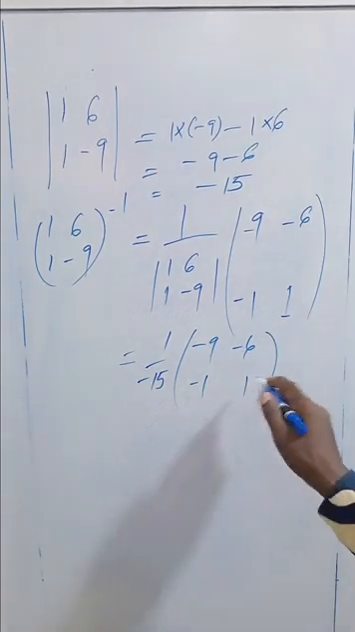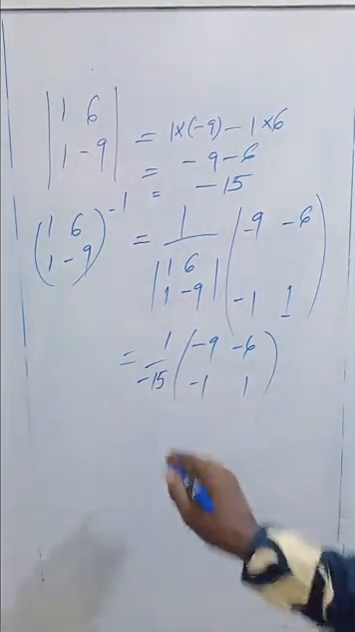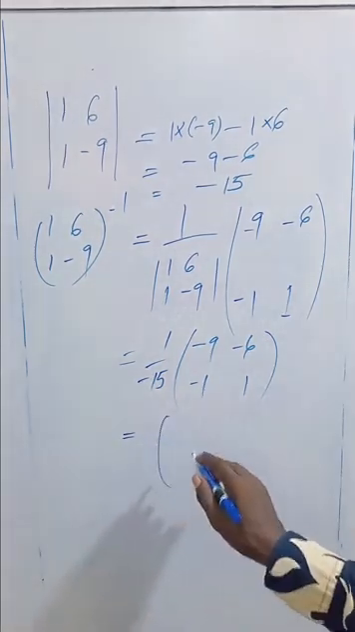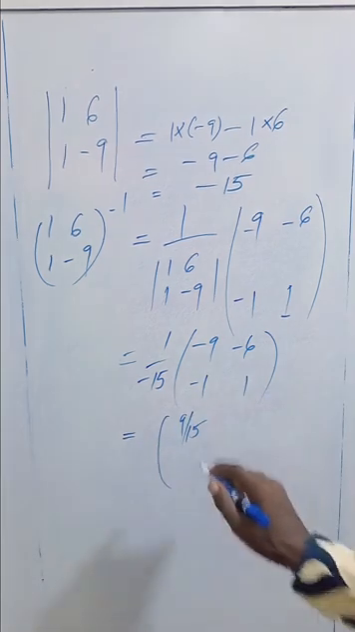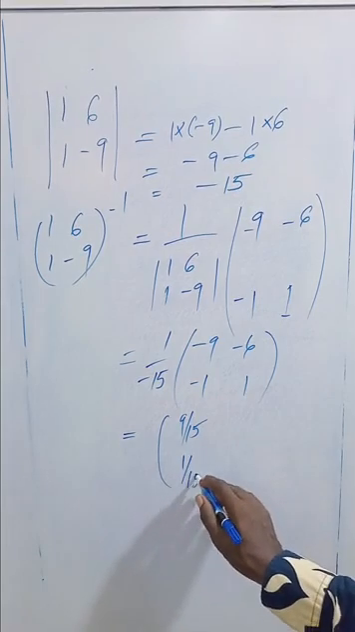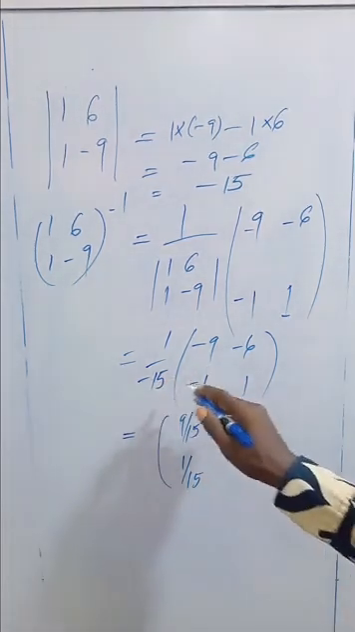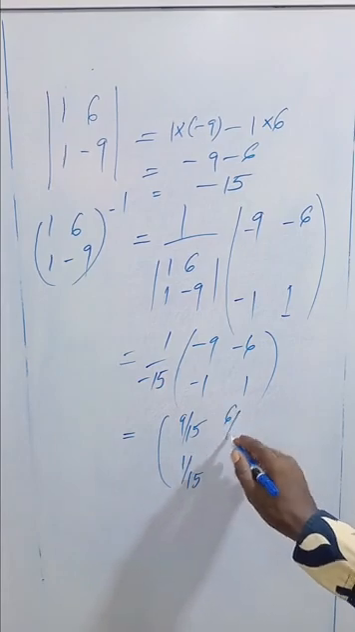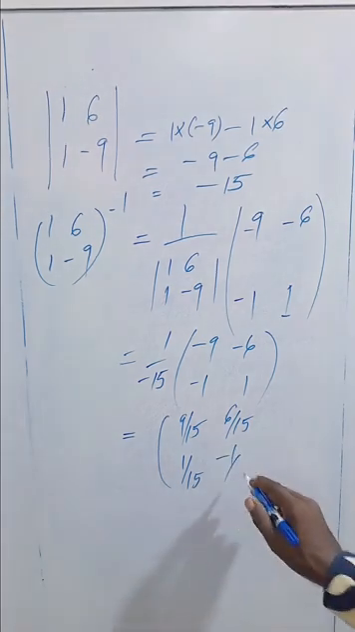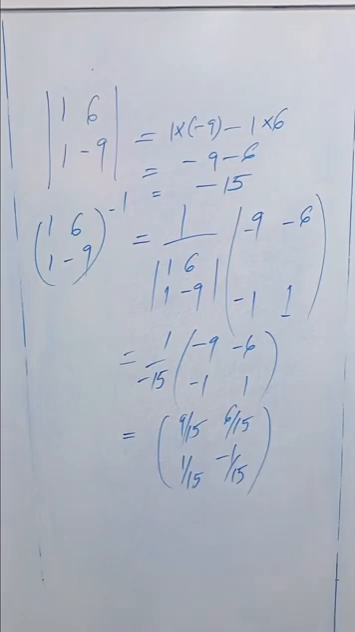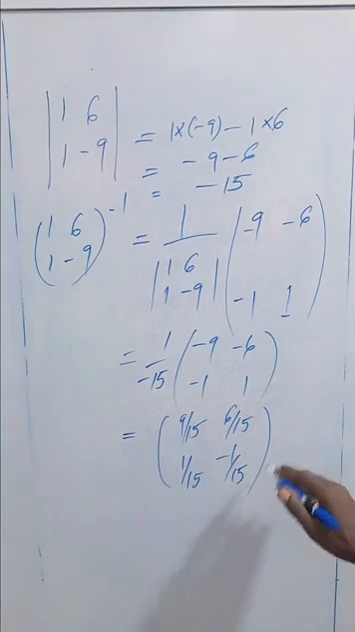We multiply each element in this matrix by this fraction, and this gives us 9 over 15, the first one, then here 1 over 15. Remember, it's negative times negative, and here the same. So this one times that, we get 6 over 15, and here we shall have negative 1 over 15 as our inverse. So now what do we do with this inverse?